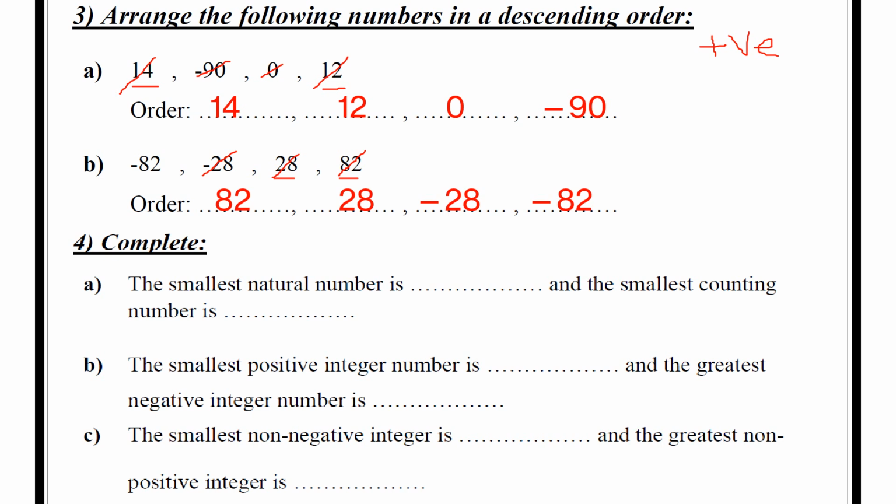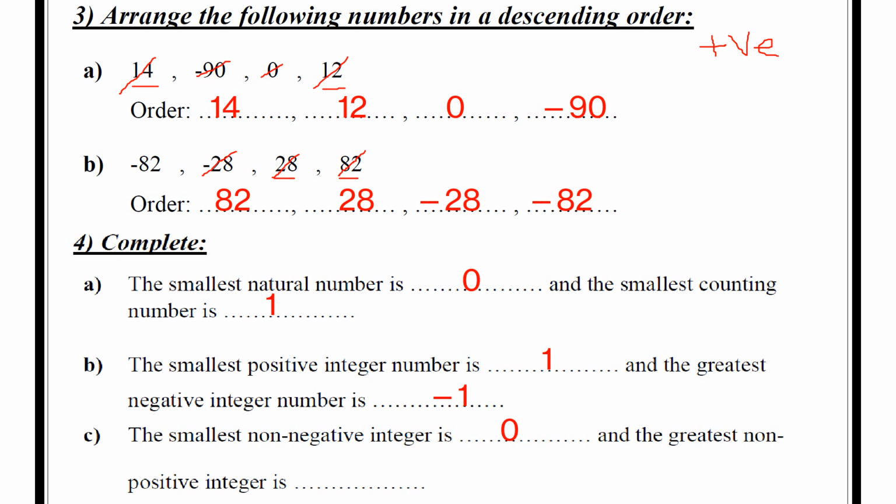The smallest natural number is what? Do you remember the natural numbers? Yes, so the smallest natural number is 0. Supers. And the smallest counting numbers, when we start to count the objects or count anything, so the first number will be 1. Supers. Here, the smallest positive integer is 1. And the greatest negative integer is negative 1. Excellent.